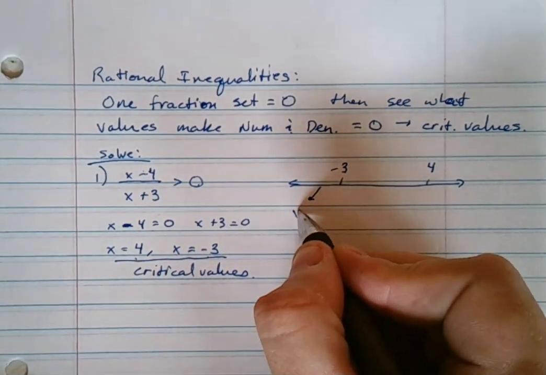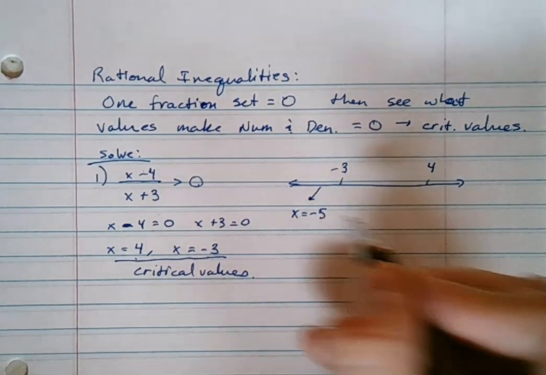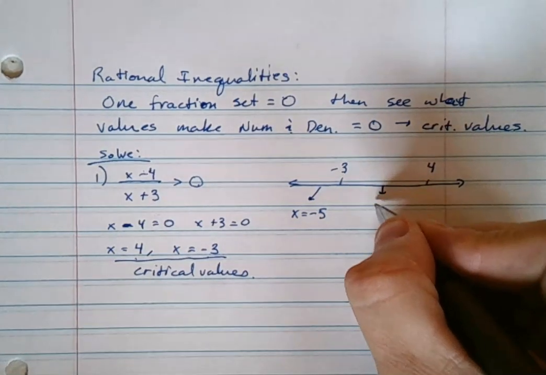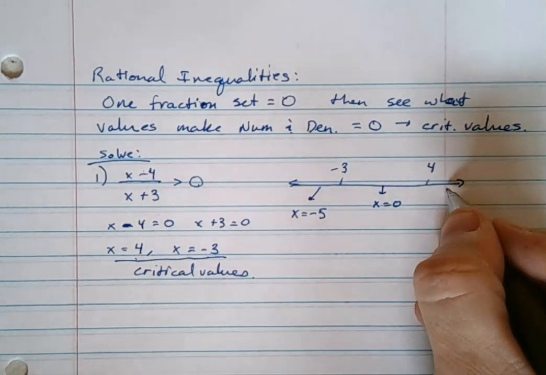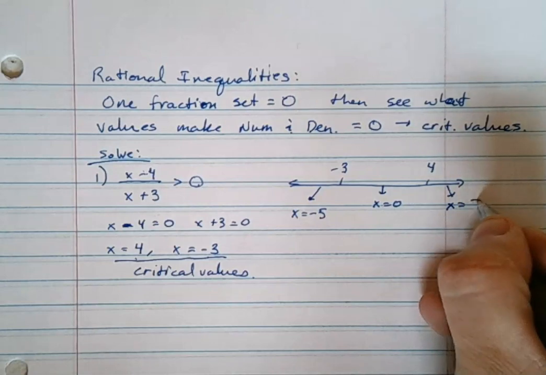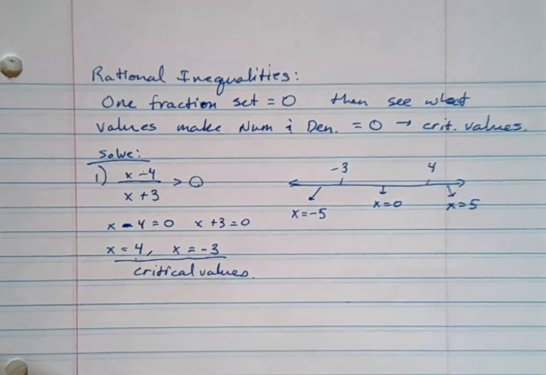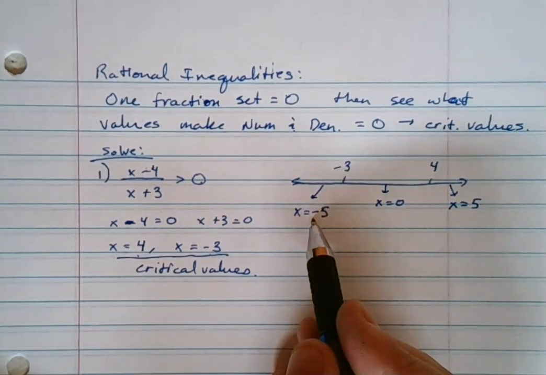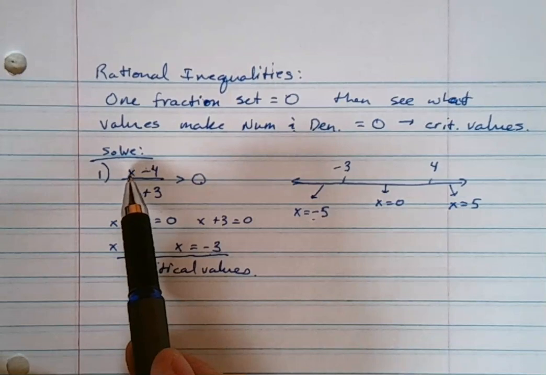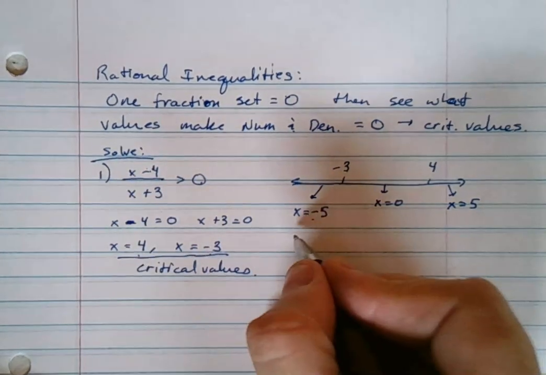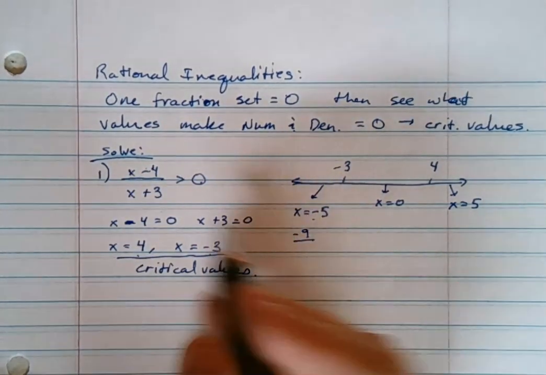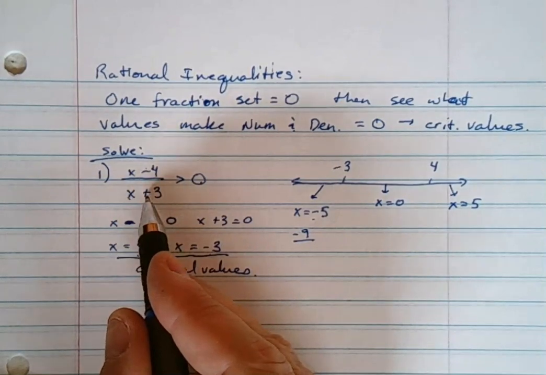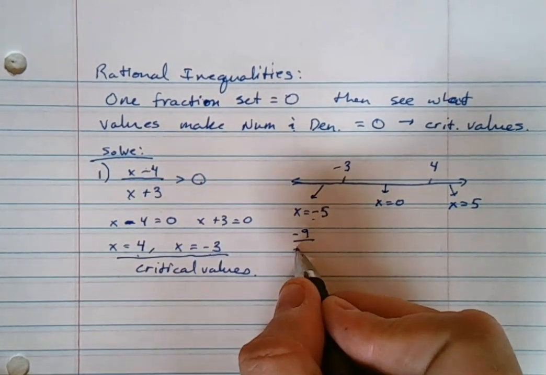Pick some values. I'm going to pick x equals -5. I'm going to pick x equals 0. I'm going to pick x equals 5. That easy. Okay, now, here we go. We're going to plug this in. What do I get? If I plug in -5, -5 minus 4, I get -9. And if I plug in -5, -5 plus 3 is -2.